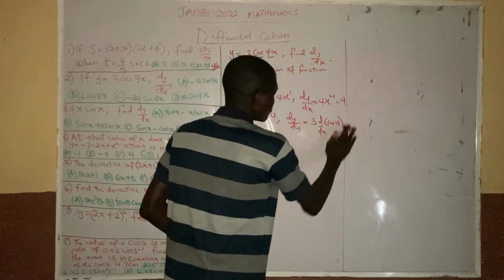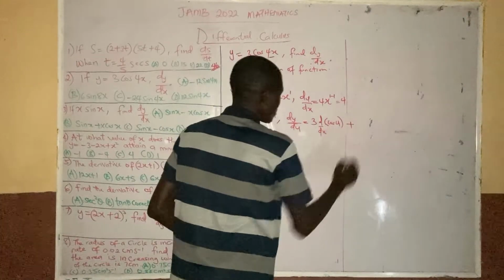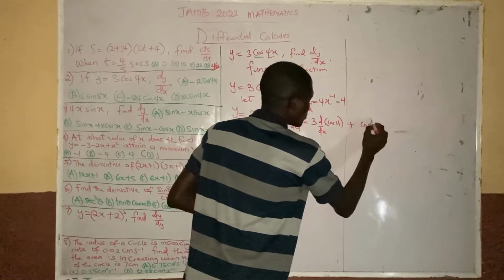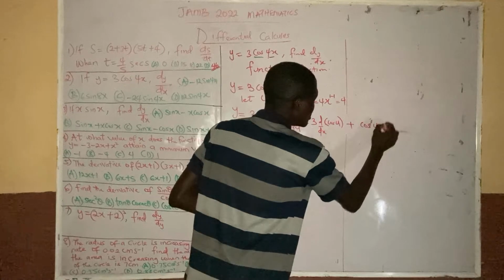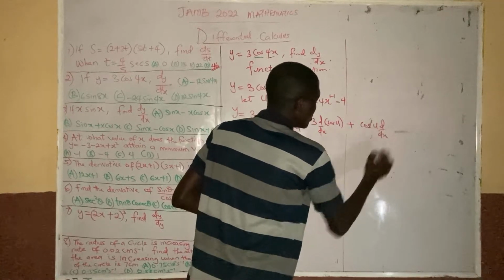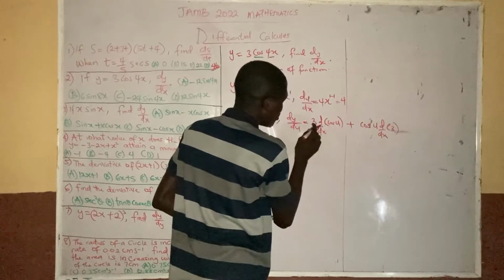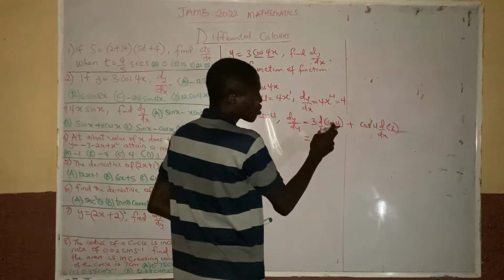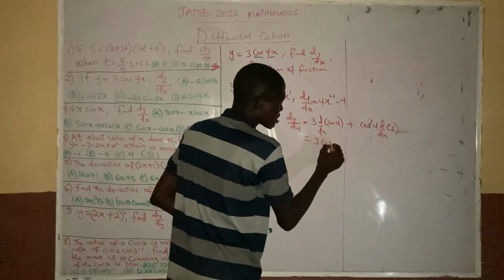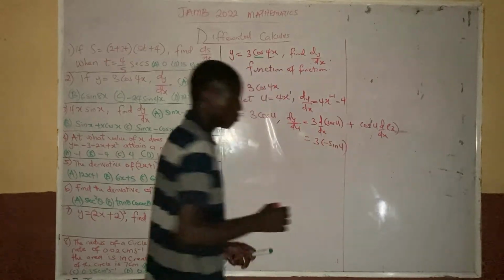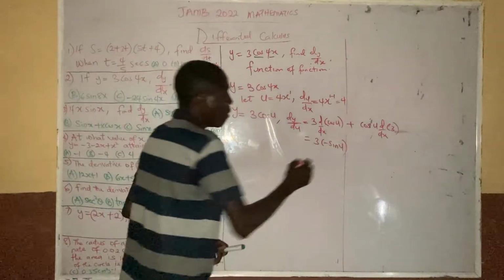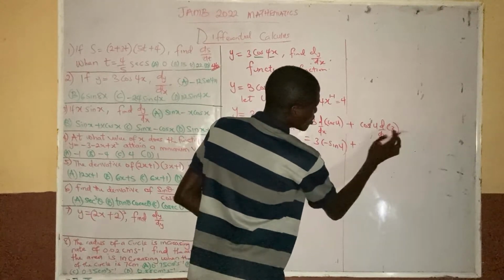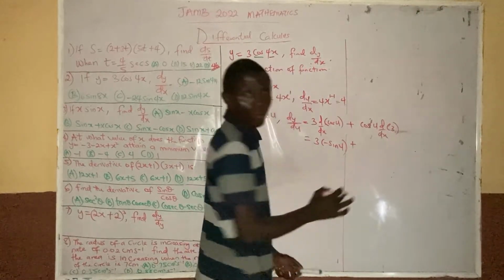So what do we have? Plus, this product of u here, plus cos u times the differential of 3. We have this is 3. Now, the differential of cos u will give you minus sine u. Plus, now the differential of 3 is 0.